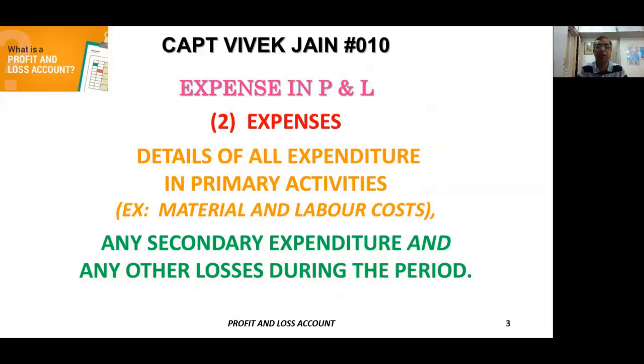In the expense column, details of all expenditure made for the primary activity of the company, the material purchased or the labor cost will be mentioned. Any other secondary expenditure which may not be connected with the main primary activity, or any other loss or any other expense which has been incurred during the period.